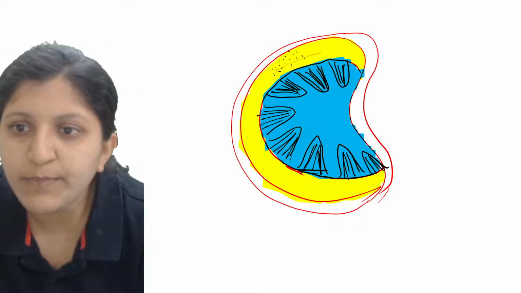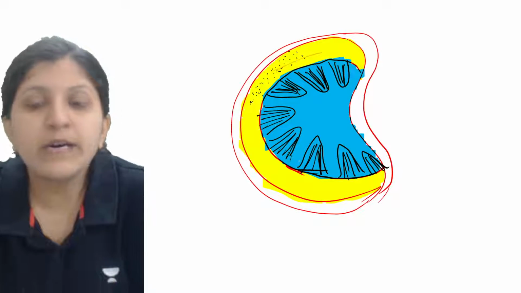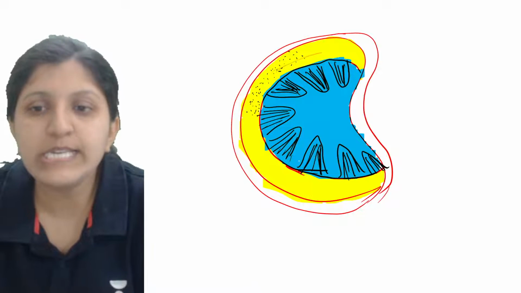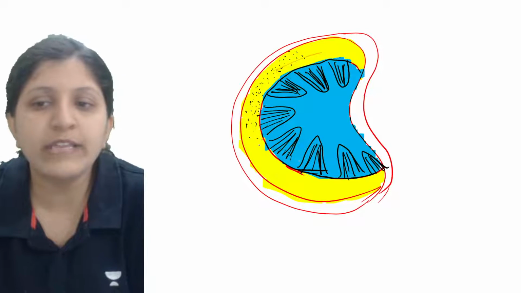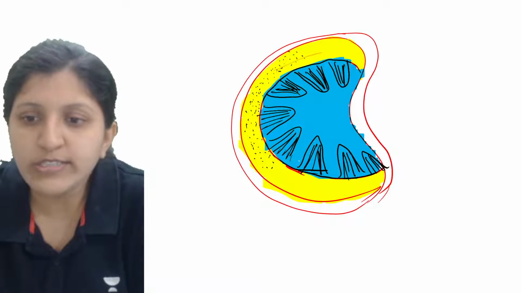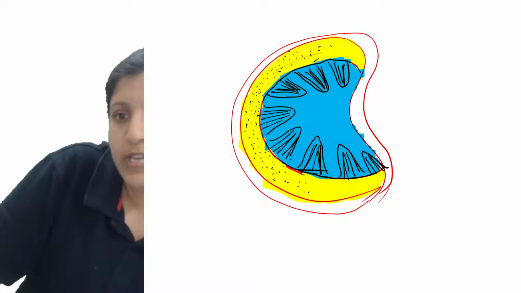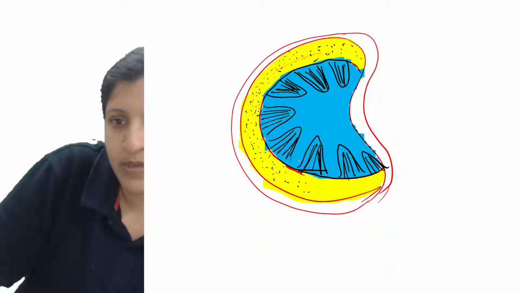So this dotted appearance, what is that? This is mainly because of the Bowman's capsule, the PCT and DCT, which are found here in the cortex region, and this gives the dotted appearance. Okay, so let's have a look at this. So this is completely going to be having a dotted appearance itself.